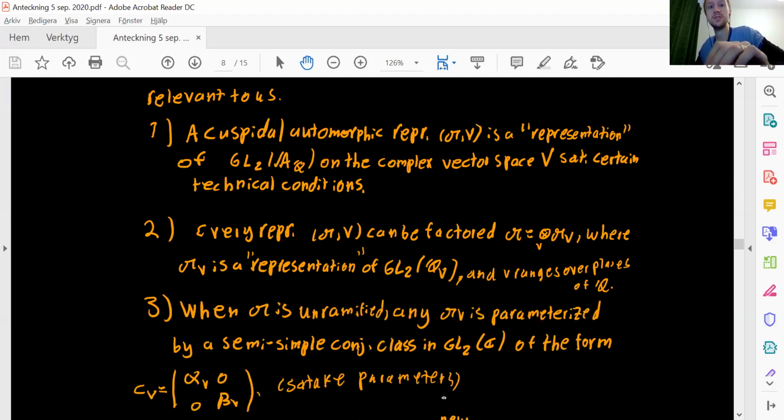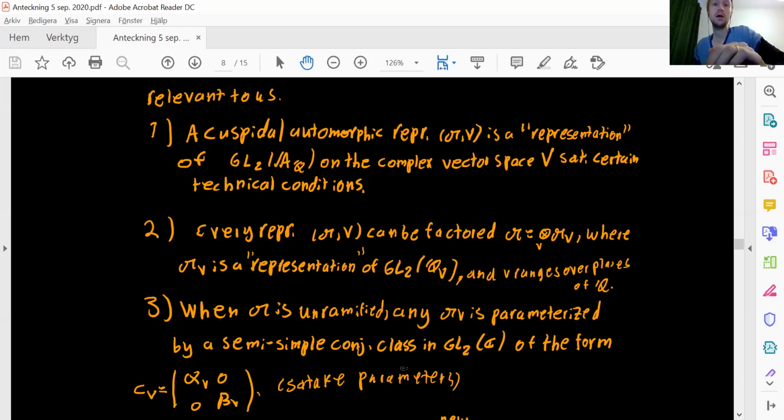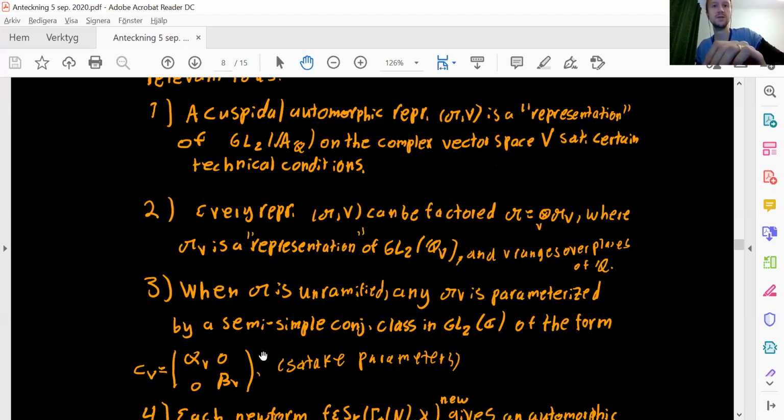And third is then that when pi is unramified, which we assume, then any of these local representations will be parameterized by a semi-simple conjugacy class in GL2(C). And this conjugacy class will be of the form alpha_v and beta_v. These are called the Satake parameters, I think. What do you mean by is parameterized? So I don't want to go into it, but there's a bijection between the local representations and these semi-simple conjugacy classes. Okay, thanks. No worries.